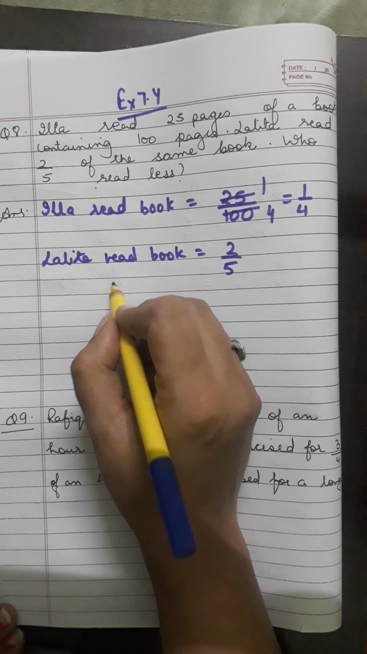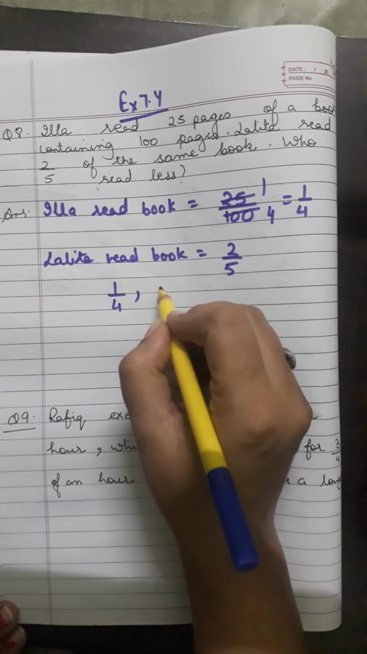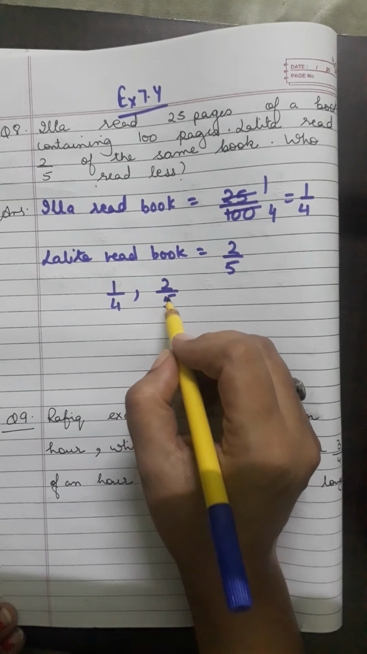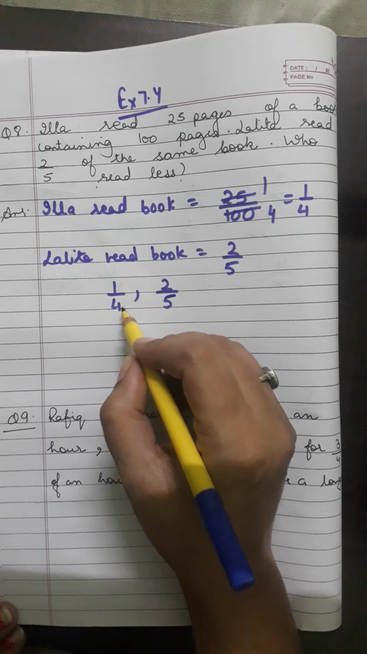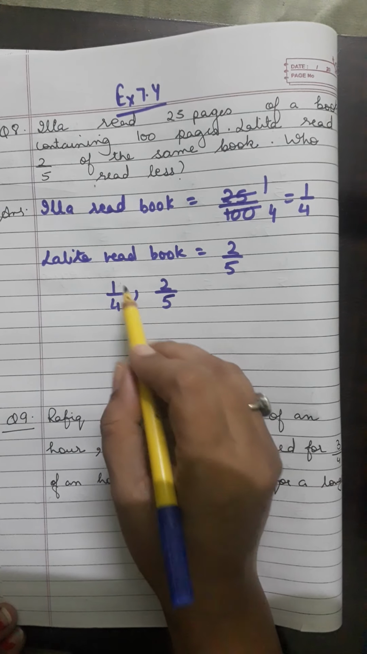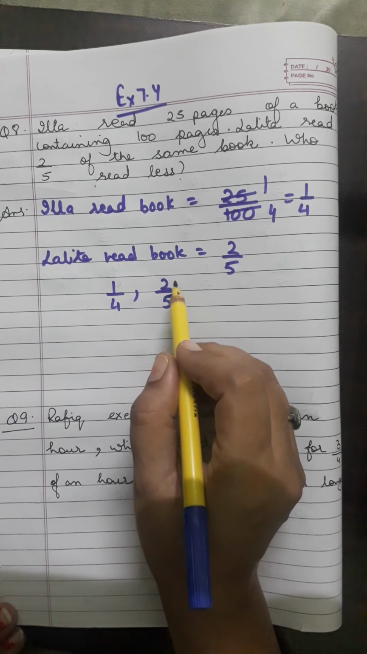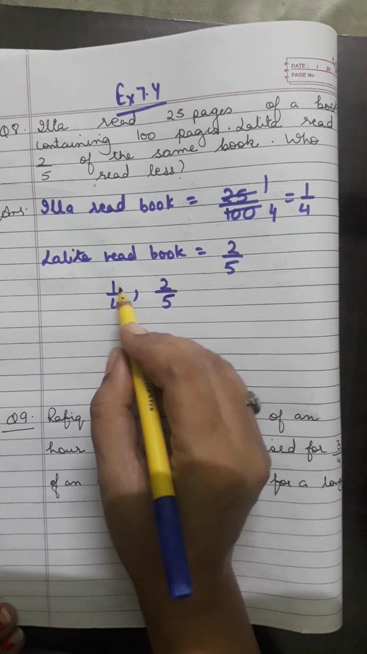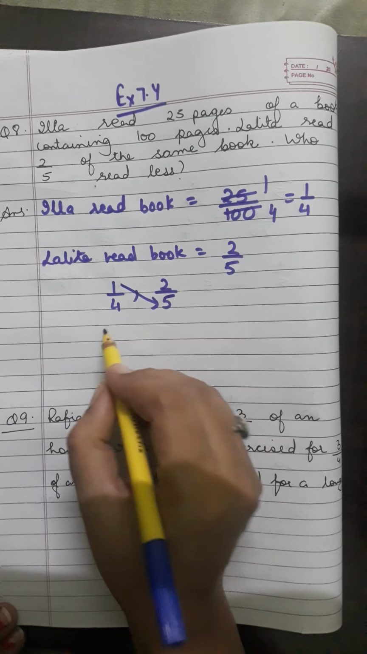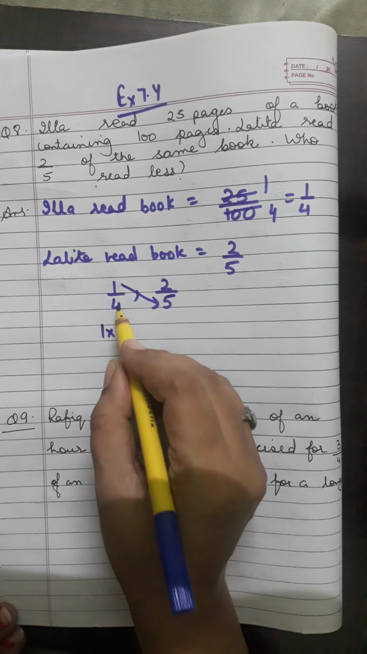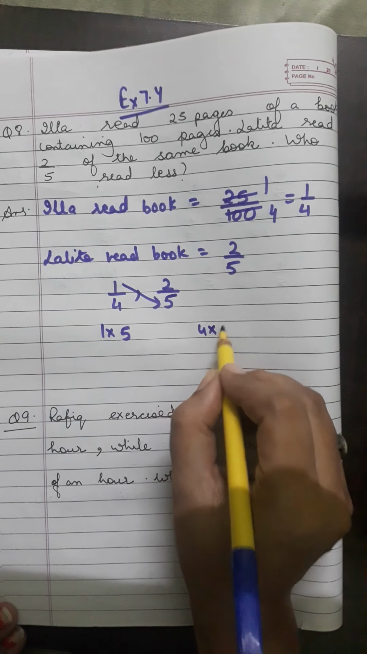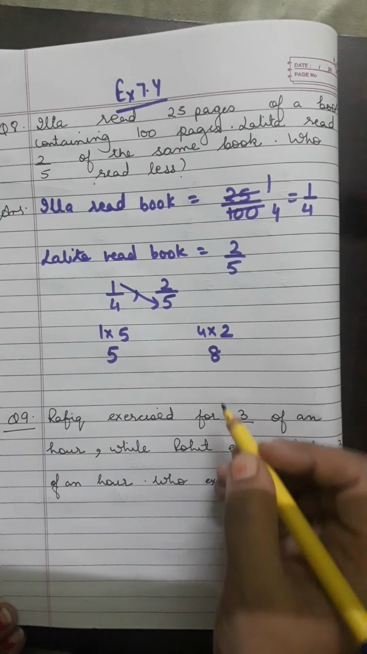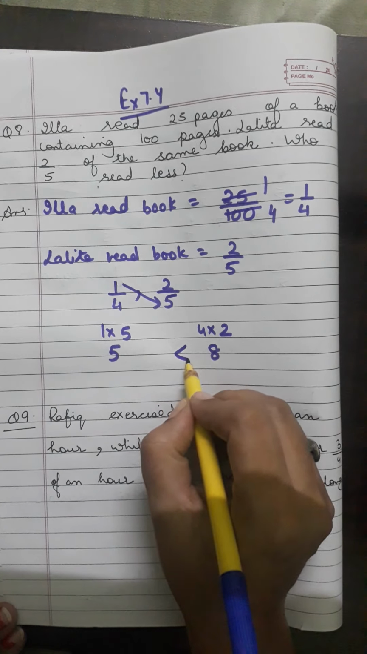Now we have to check which fraction is greater and which is smaller. Here neither the denominators of the two fractions are the same, nor the numerators. So how will we do it? We will cross multiply. So 1 multiplied by 5 and 4 multiplied by 2. So 5 ones are 5, 4 twos are 8. So which is greater? 8 is greater.